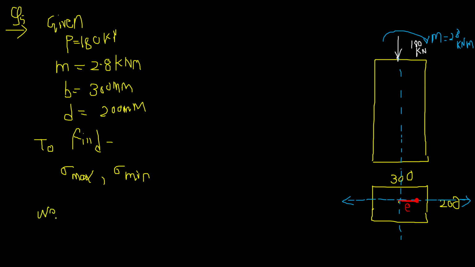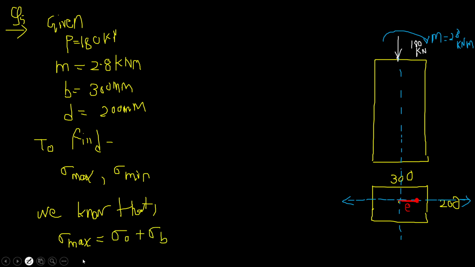Okay, the next step is, we know that maximum stress is equal to direct stress plus bending stress आणि त्याच्या खाली लिहा असं sigma max is equal to sigma naught plus sigma b. Similarly, minimum stress is direct stress minus bending stress, that is sigma min is equal to sigma naught minus sigma b. So this is equation number 1, equation number 2. So sigma naught value, direct stress ची value कशी काढायची? P divided by A.